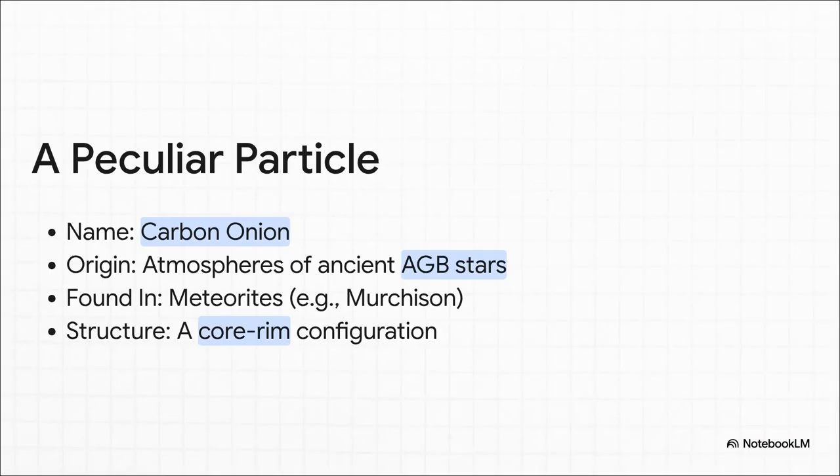So what was this peculiar particle? Get this. It's called a carbon onion. Yep, an onion. These little things are born in the skies of ancient dying stars, what we call AGB stars. And they get their name because, well, they're structured just like an onion. They're these tiny spheres with a core right in the middle, and then all these layers wrapped around it.